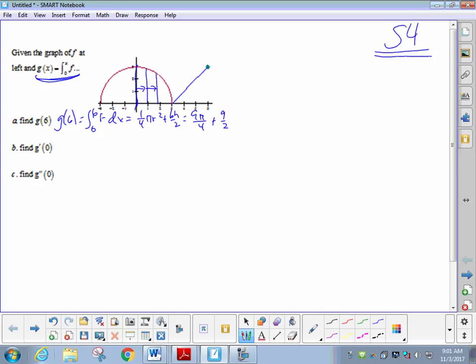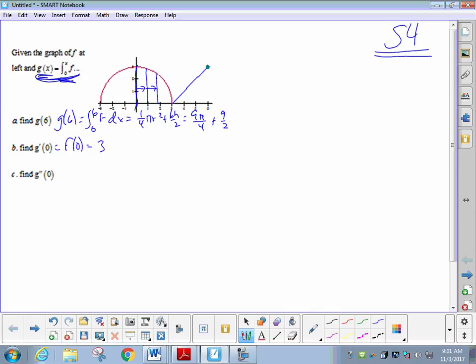Good buddies. G prime would mean I take the derivative of this side, which means I take the derivative of this side. What's the derivative of the antiderivative? The derivative of the antiderivative is the function. So G prime of 0 is equivalent to f of 0. F of 0, do I look at the slope of the graph at 0 or just the graph at 0? Graph at 0 has a value of 3.